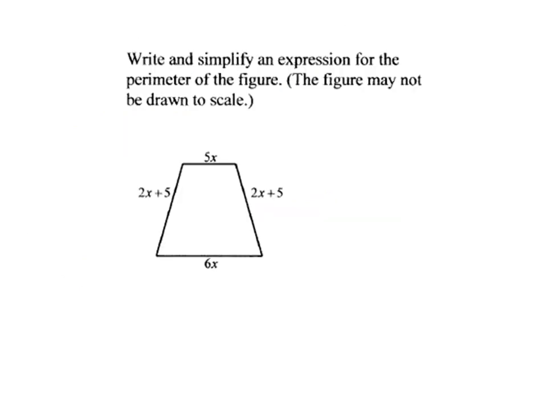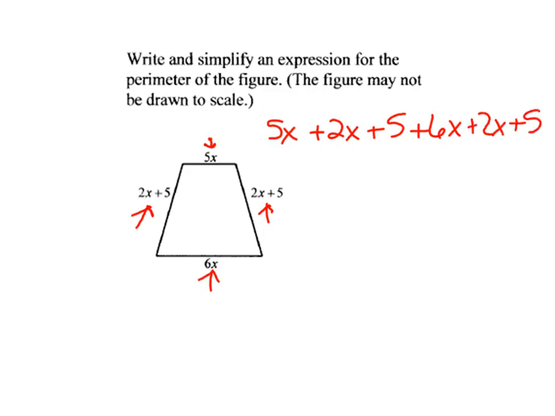Finally, I want to show a problem that we tend to see a lot where they give us a figure and they ask us for the perimeter. Just as a reminder, perimeter is when you add the distance around. So what we're going to do is we're going to take each of these distances, we're going to take 5x, which is my top distance right here. We're going to take the side, which is 2x plus 5, and we're going to add those. So plus 2x plus 5 plus 6x plus 2x plus 5. So we have found the perimeter because we added the distance around.